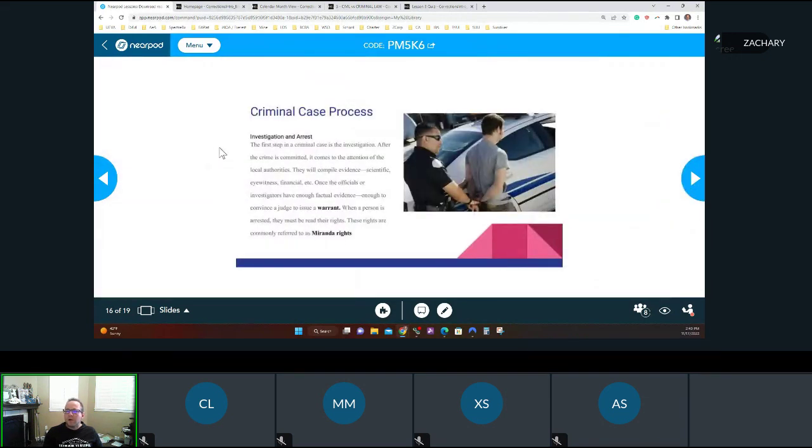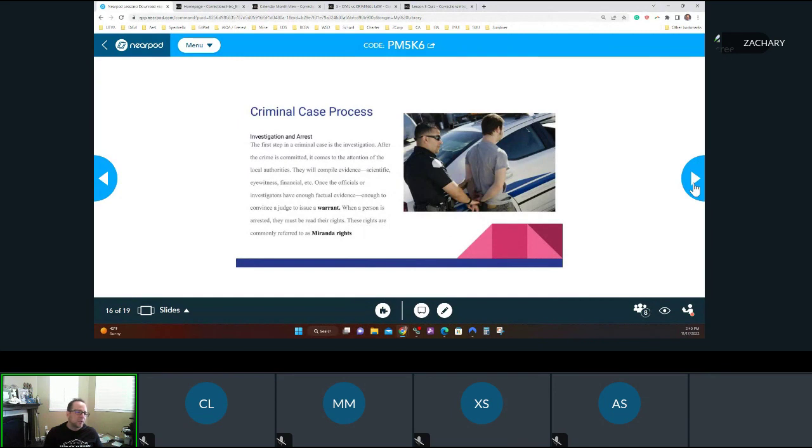So as we go through, the first thing is the criminal case process. You have an investigation and arrest. The first step is the criminal case and investigation. After the crime is committed, it comes to the attention of the local authorities. They will compile evidence: scientific, witnesses, eyewitnesses, financials, etc. Officers investigate the factual evidence and convince a judge to issue a warrant. When a person is arrested, they must be read their rights. These rights are commonly referred to as Miranda rights.